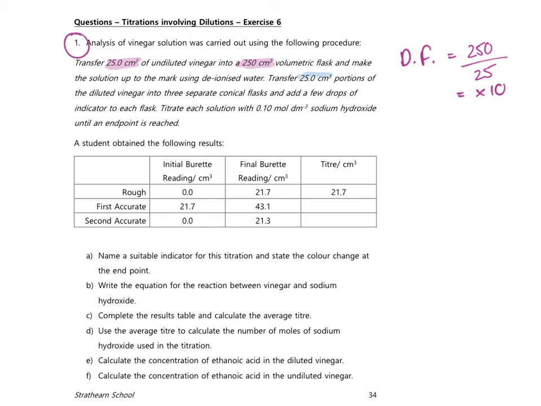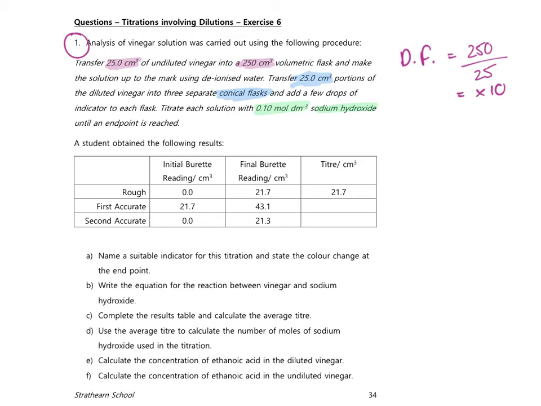Then we're told that 25 centimetres cubed portions of the diluted vinegar was put into conical flasks, 3 separate to do your rough and 2 accurate, and that tells us the volume that is in the conical flask. You're told that indicator is added to each flask, and that is titrated against 0.1 molar sodium hydroxide solution until the end point is reached, until you get your colour change, and your results are in the table.